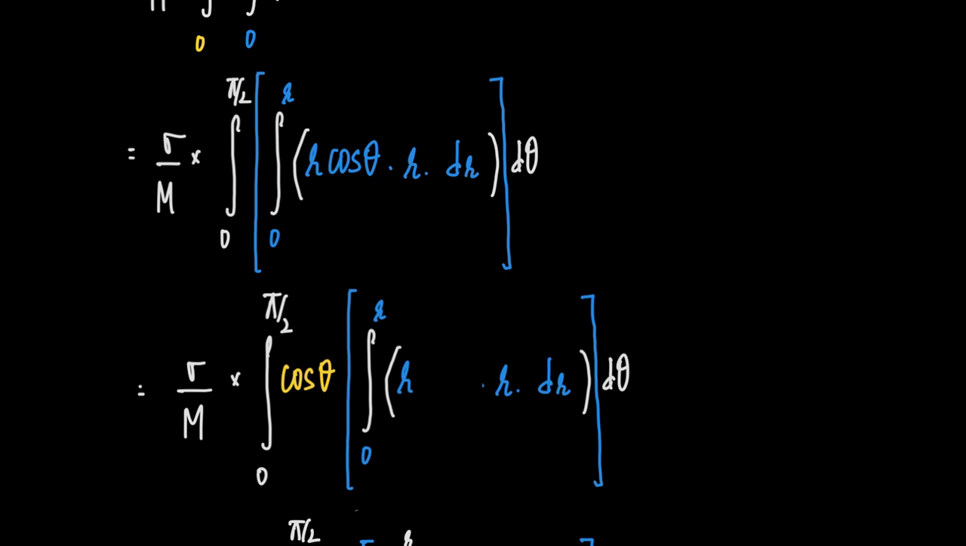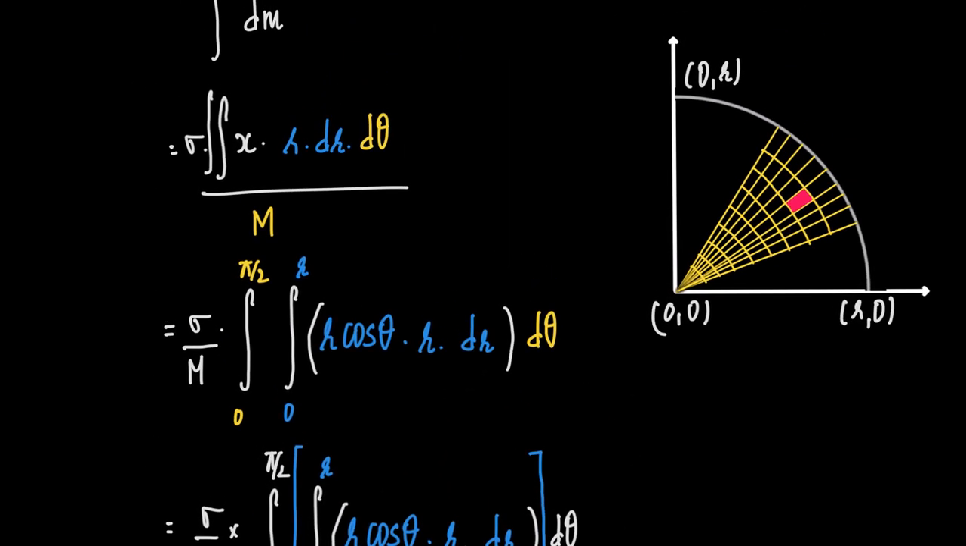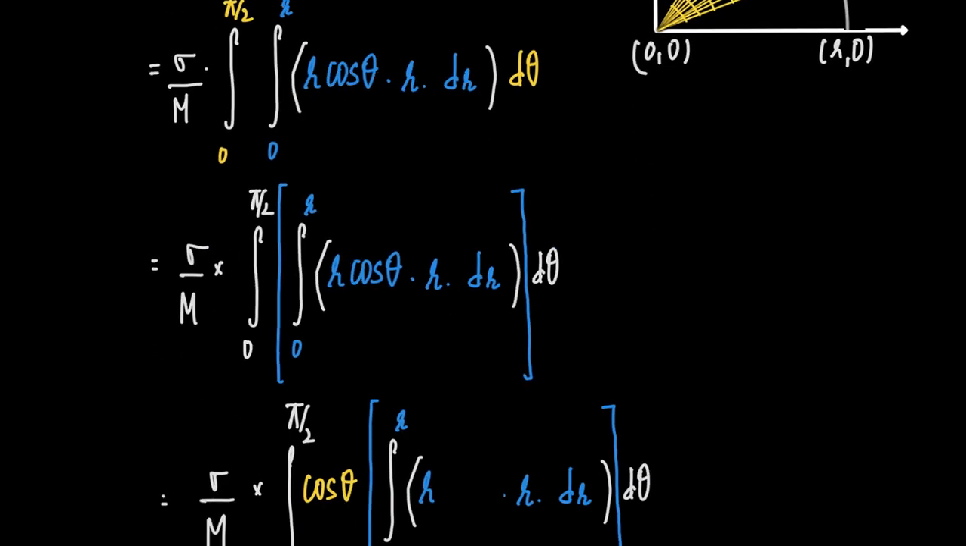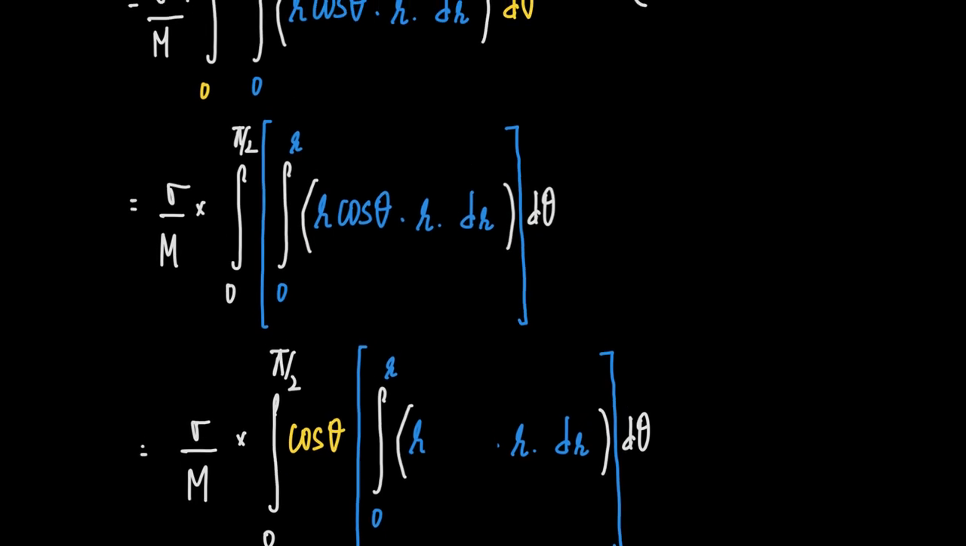And I have included one new bracket here in the blue color, which means I am integrating only this function x r dr, where I have written x as r cos theta, and I will integrate only r cos theta into r dr. I'm not integrating d theta here. So I'm integrating only on r cos theta r dr.